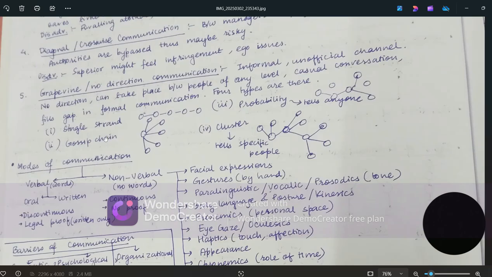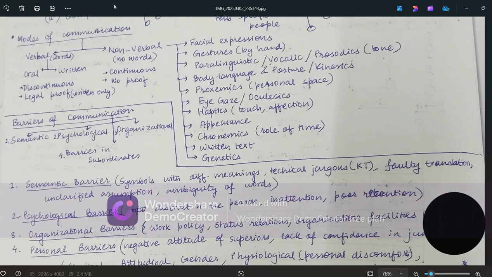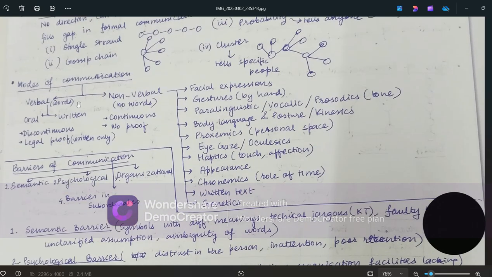Now we are done with communication channels. Now, what are the modes of communication? These can be verbal and non-verbal. Verbal contains words, and non-verbal does not contain words. Verbal can be of two types: oral and written. Oral is discontinuous in nature, and it can be considered as legal proof as well.